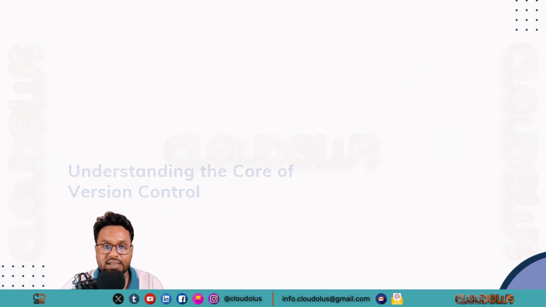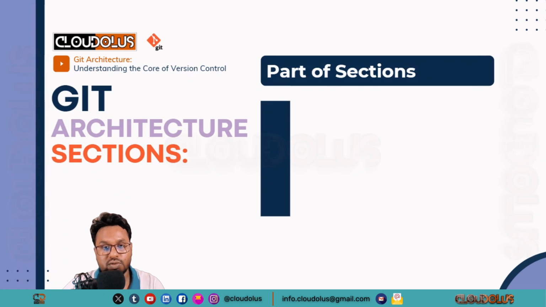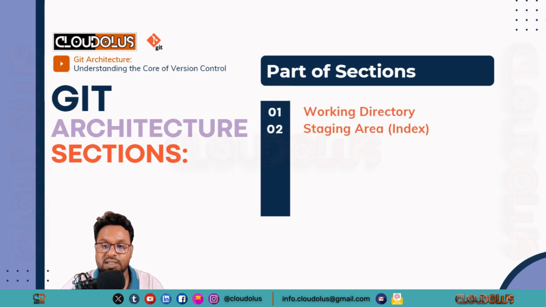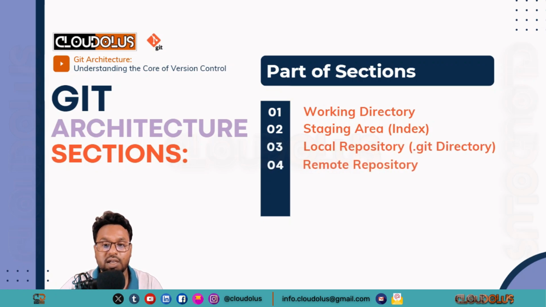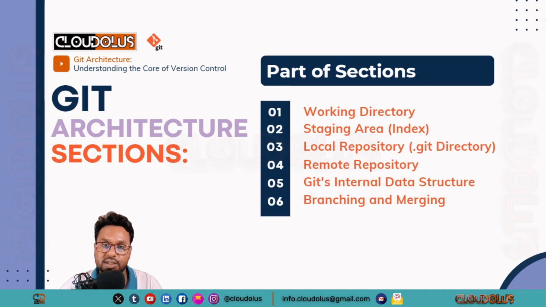So we have divided it into 6 sections. Number 1 is the working directory, number 2 is the staging area, also called the index, number 3 is the local repository, also called the .git directory, and fourth is the remote repository. So these are the 4 main parts of Git architecture. And we also have 2 sections: Git internal data structure, and branching and merging. So these are the sections we discuss in this video of Git architecture.